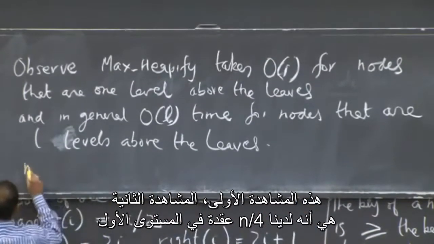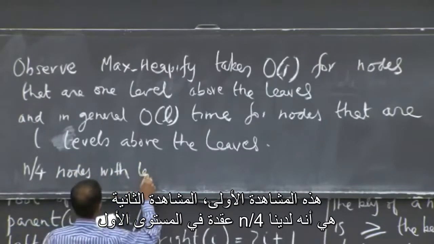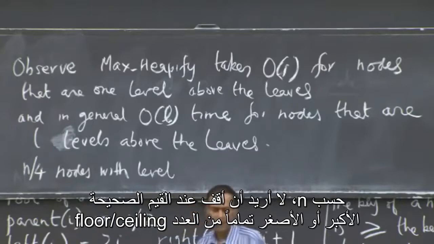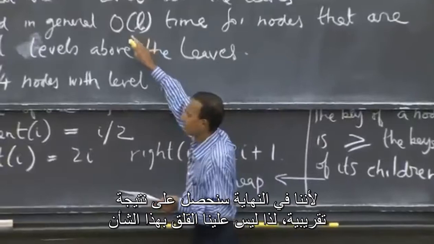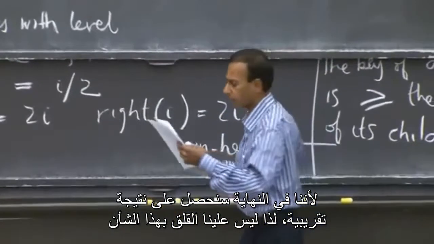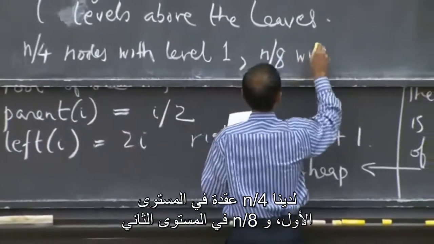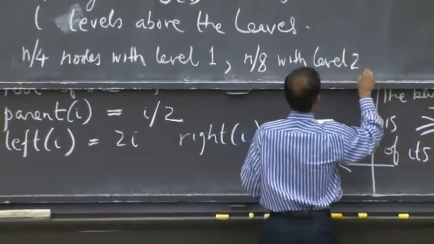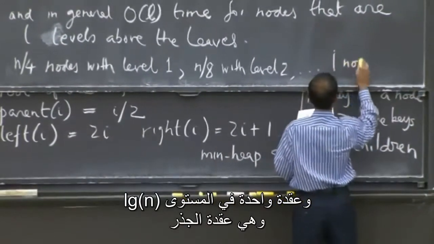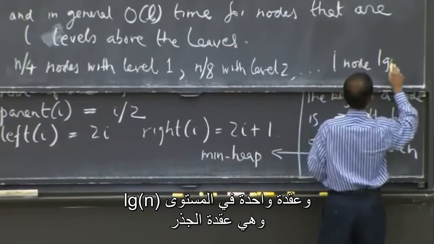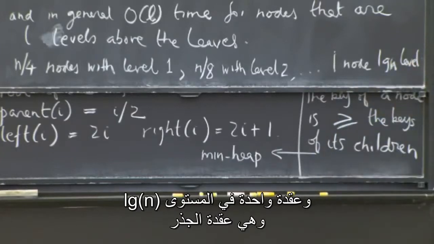Observation number 2 is that we have n over 4 nodes, give or take 1, depending on the value of n. I don't want to get hung up on floors and ceilings. And in any case, we're eventually going to get an asymptotic result, so we don't have to worry about that. But we have n over 4 nodes at level 1, n over 8 at level 2, and 1 node at the log n level, which is the root node.